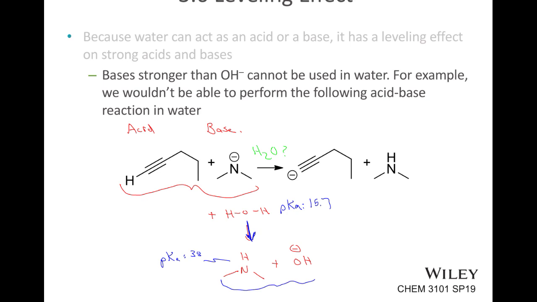Because of the leveling effect, the water reacted with this base, which is a very strong base, and it produced hydroxide. So I cannot do this reaction in water, and the reason is the leveling effect, because the base is stronger than hydroxide. So it's going to lie to the side of these two products here, the hydroxide and the amine.